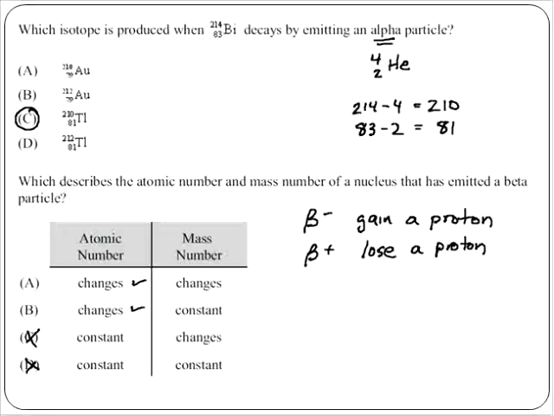What about the mass number? Well, remember, in a beta negative, when we gain that proton, we lose a neutron in the process. So that tells us that the total number of nucleons is constant, because by gaining a proton, we lose a neutron. And in the beta positive, by losing a proton, we gain a neutron. So we lose one, but we gain the other. So it is constant. So the answer is B. Now, that's a tough one. That's kind of a level 3 question almost. You really got to think about that one.